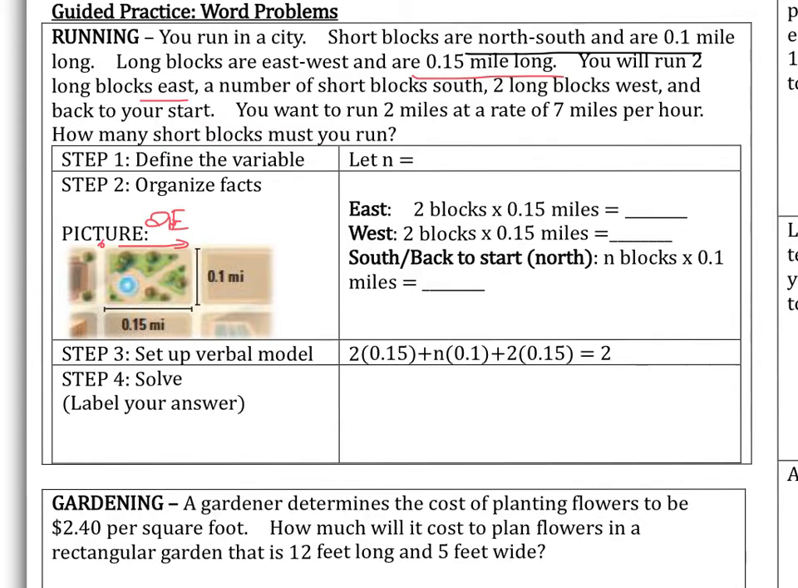a number of short blocks south, so a number we don't know yet, and then 2 long blocks west. And then back to your starting point. So this would be your starting point. You want to run 2 miles at a rate of 7 miles per hour. How many short blocks must you run? So we're solving for x here. Number of short blocks.